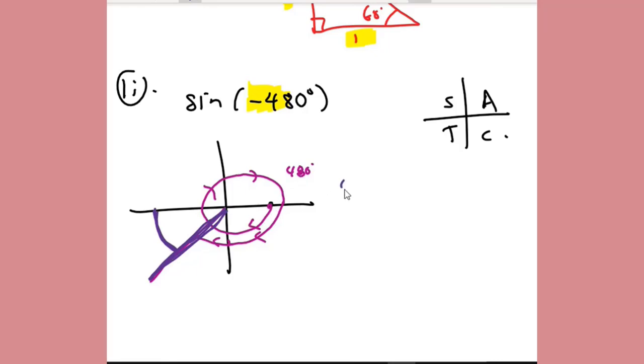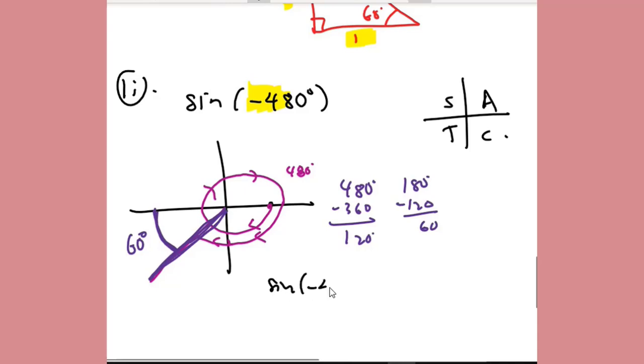So, look, 480 minus 360. One round gives 120, right? Okay, 180 minus 120 is equal to 60. So here is 60. Okay, and how do you express the answer? Sine negative 480 is equal to sine of this one, 60. And that's in the third quadrant. So for sine it is negative.